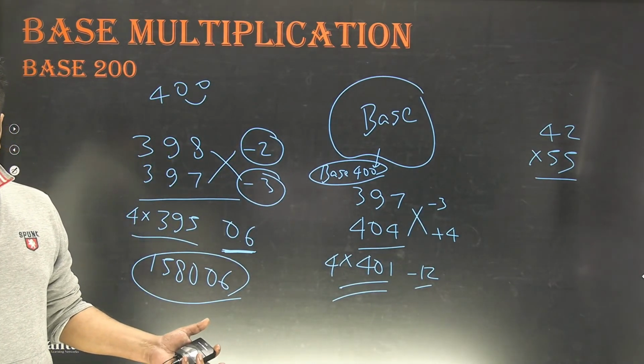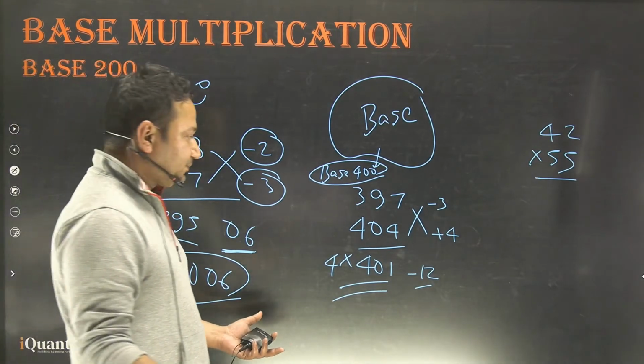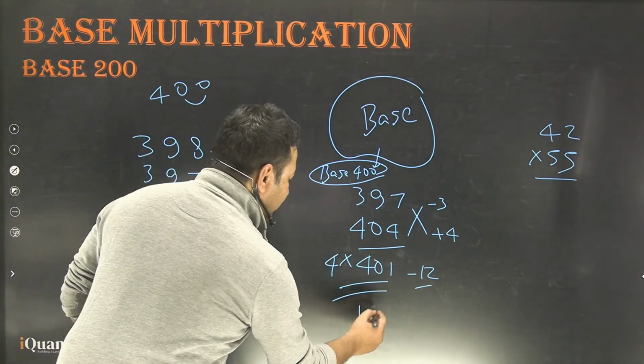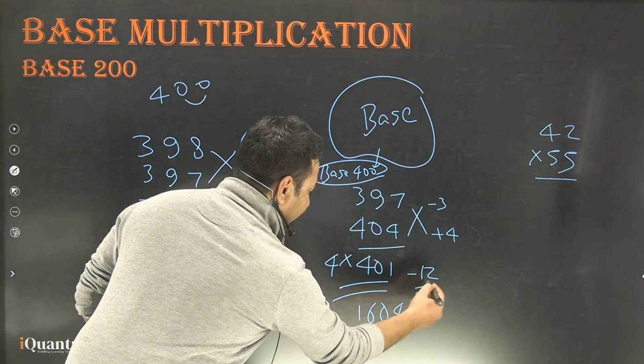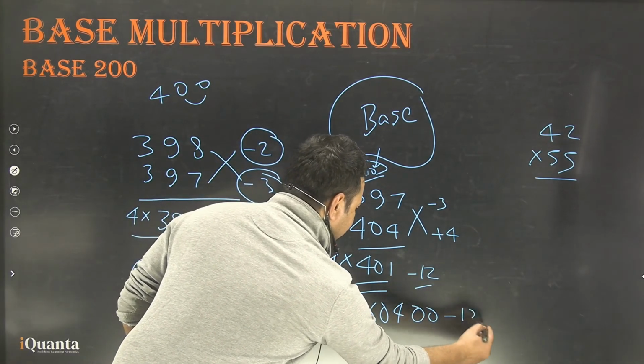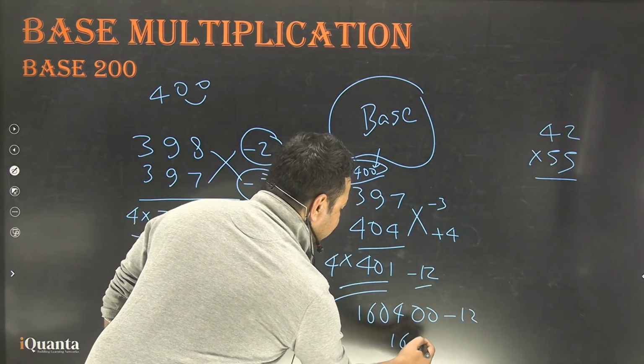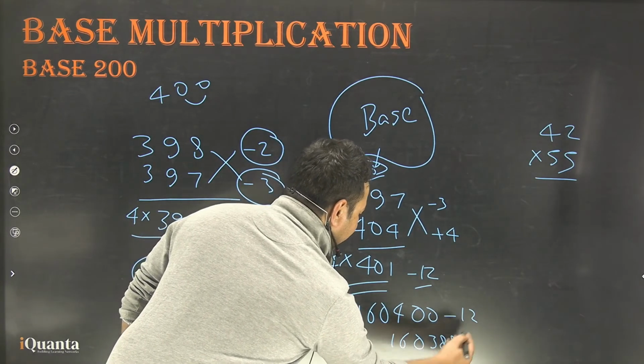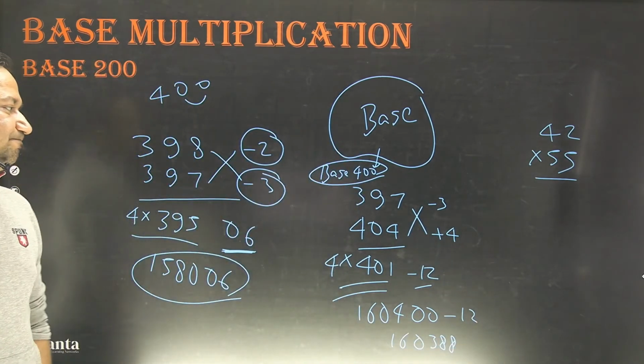Clear? Is that clear? Now, 1604, here we have 2 zeros and then we subtract 12. So we get 160388. Is that clear, everyone?